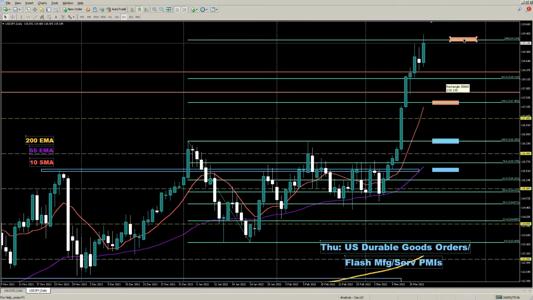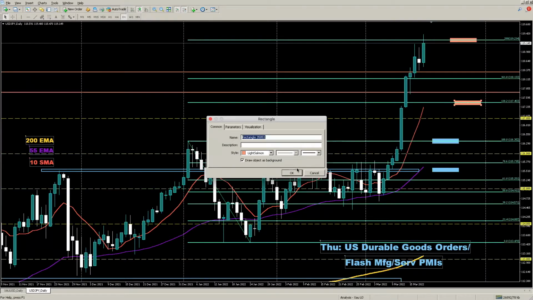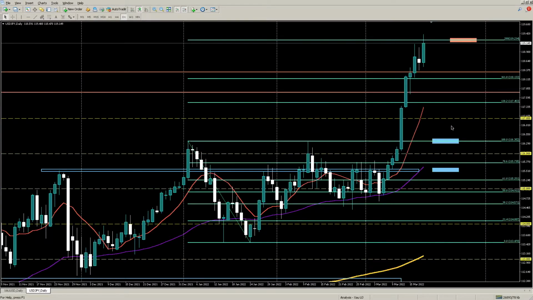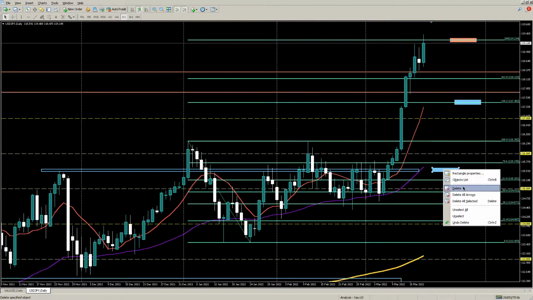So for now, let's mark this as key resistance here at 119.20, 23 area, and let's also change this 138 FIB to a support. Let's just clear this. Let's clear this as well.